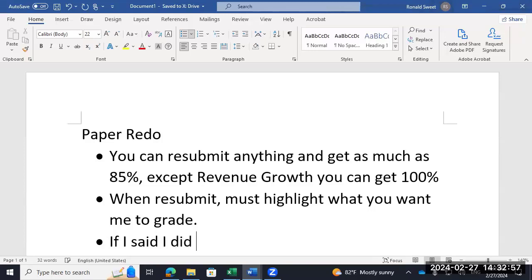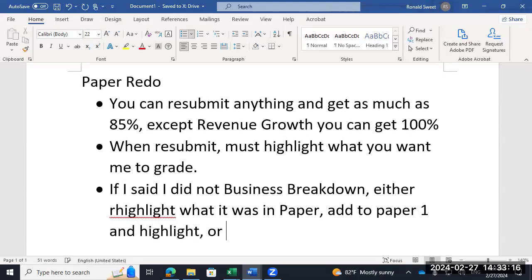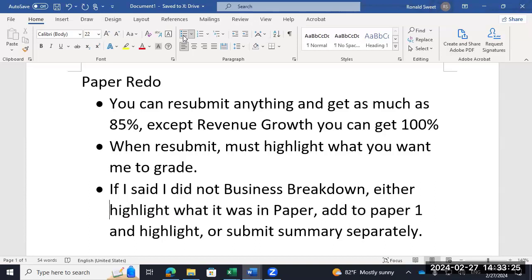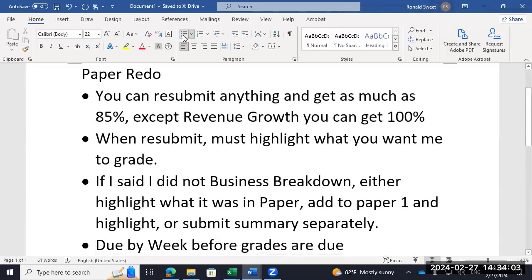If I said I did not see a business breakdown, then you either highlight what it was in paper one, add to paper one and highlight, or submit a summary separately. All right, so some of y'all I couldn't tell if you did anything from business breakdown. That's application one. It's technically not due until later, but if I couldn't tell, you might have done it but you didn't say it was from business breakdown. You're just kind of talking about it. Some of y'all could tell really, really well. Some of y'all had some really, really good quotes, but some I couldn't really tell. So it's due by, I don't know, the week before grades are due. So you essentially have the entire semester to do that. Questions?